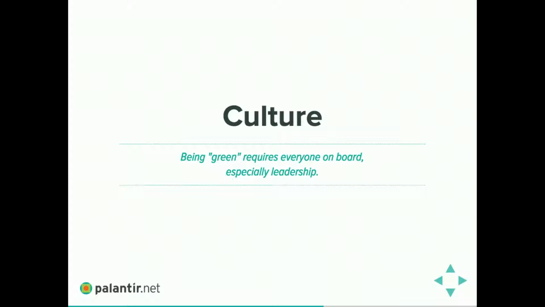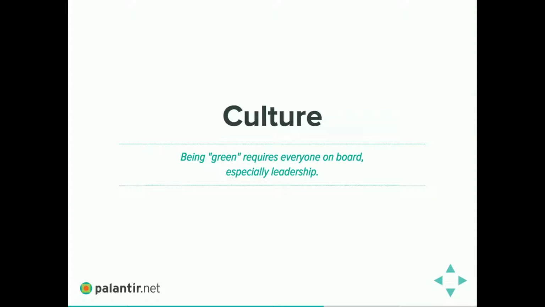So one practice or one aspect of an organization that can mitigate against technical debt is culture. Specifically about culture is being green from a technical standpoint, so building an environment that promotes clean code.